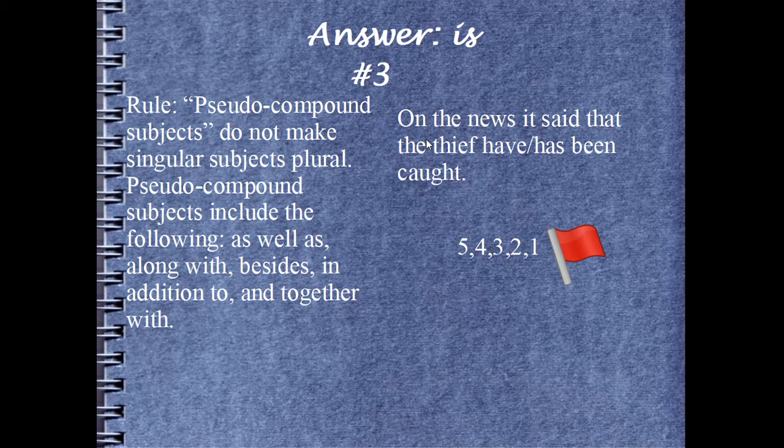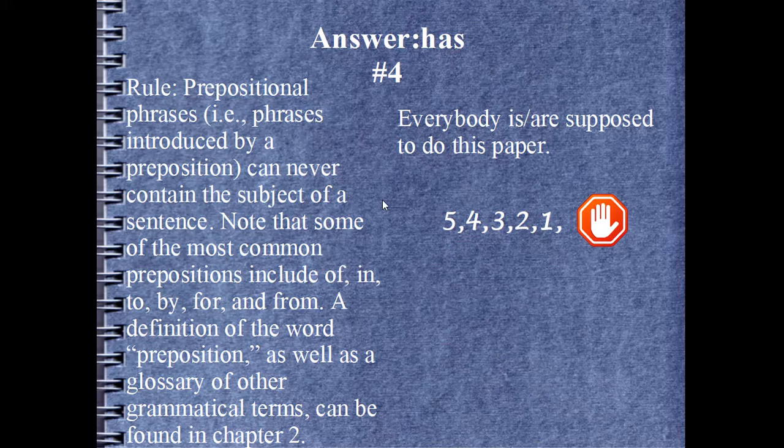Okay, number 3. Here's the rule. Pseudo compound subjects do not make singular subjects plural. Pseudo compound subjects include the following: as well as, along with, besides, in addition to, and altogether with. Here's the question. On the news, it said that the thief has or have been caught. 5, 4, 3, 2, 1. The answer is has.